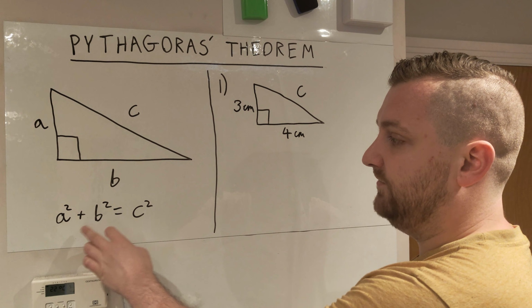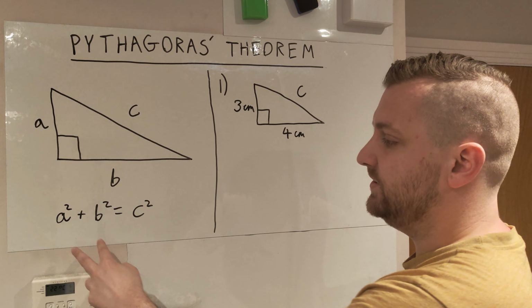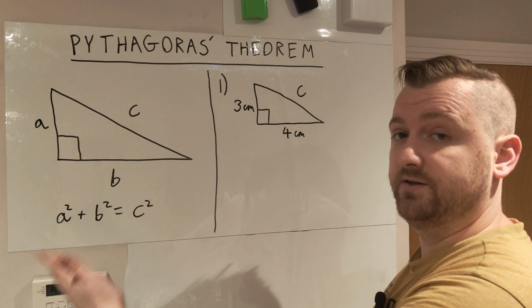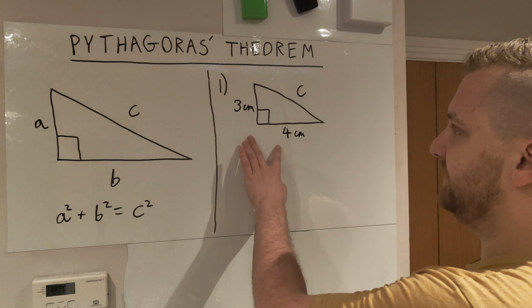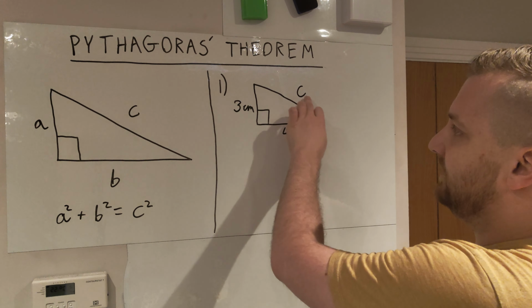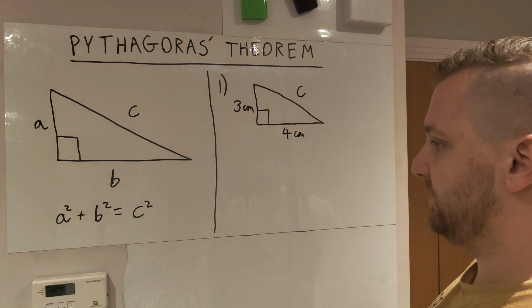And using that, if you know the length of two of the sides in a right angled triangle, you can use this formula to work out the length of the remaining or unknown side. So this is one of the most common examples. You have the 3 and the 4, and then you have to work out this hypotenuse length here. So we just plug these into our formula.